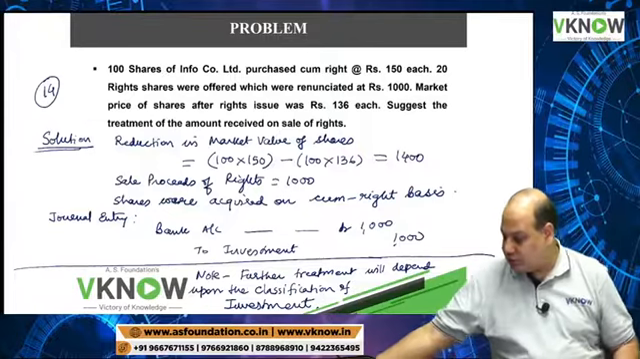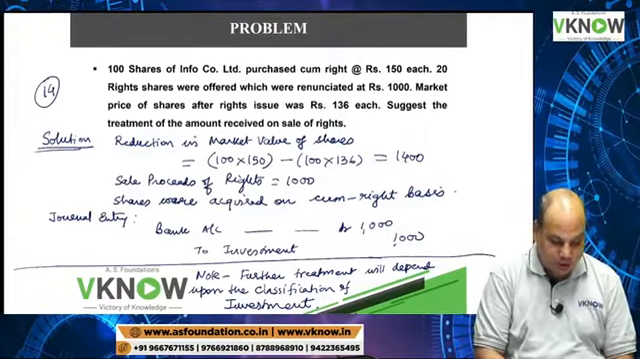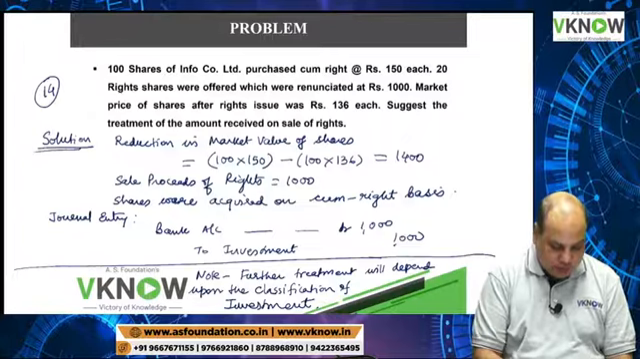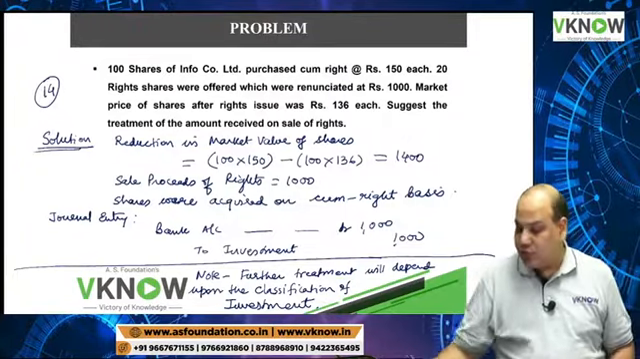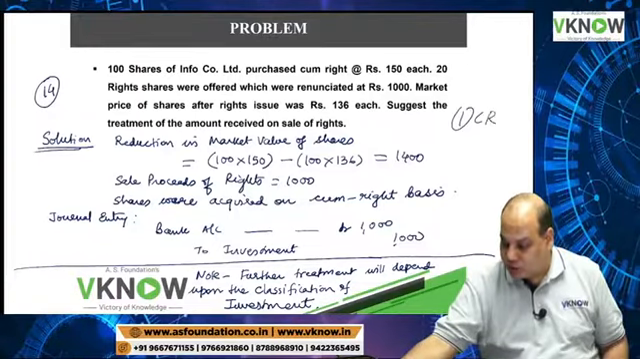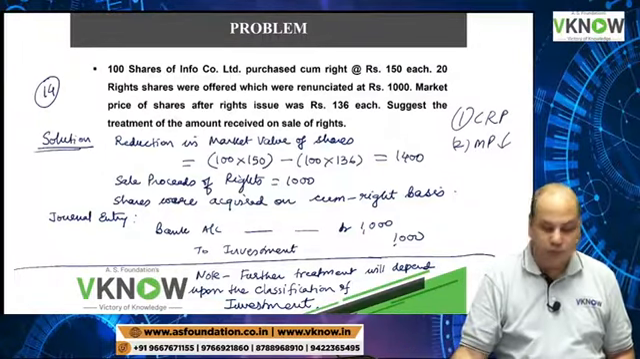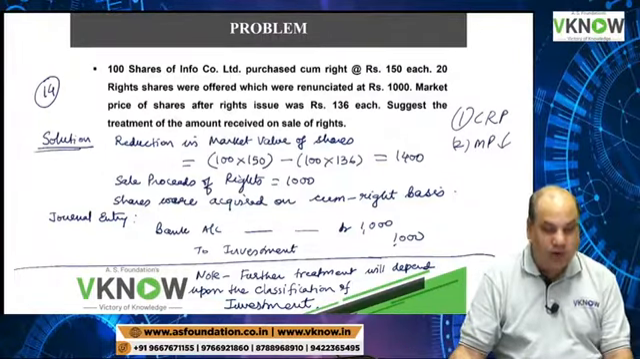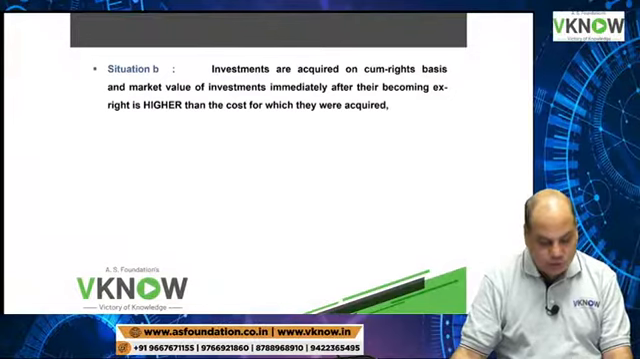So this is an example on situation A. What is situation A? Situation A is shares purchased on cum-right basis and the market price becomes lower. Now you will find in your book it is written situation B, below example 14.